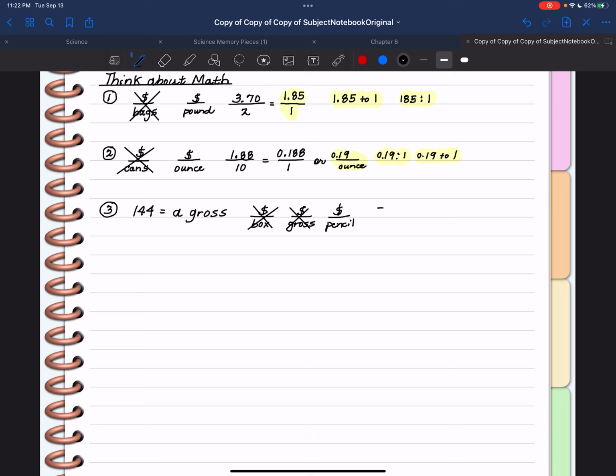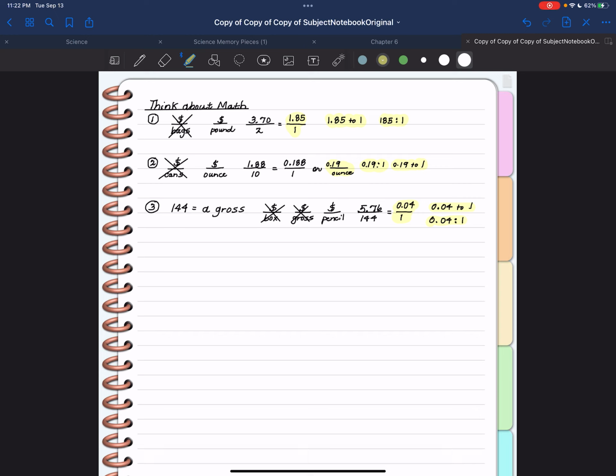So $5.76 goes with 144 pencils. So let's divide to get the cost per pencil. 5.76 divided by 144 is 0.04, or 4 cents per pencil. And you could write it in that form. You could write it in this form, or my preferred form is the fraction form, because the fraction form is set up for me to do math. And we'll be doing more of that in the next section.